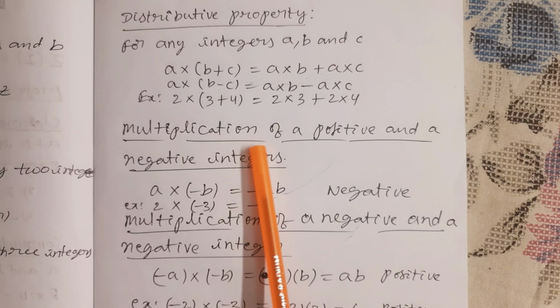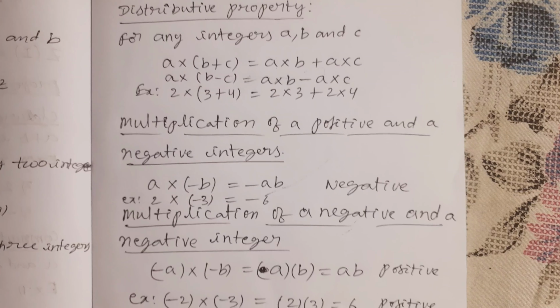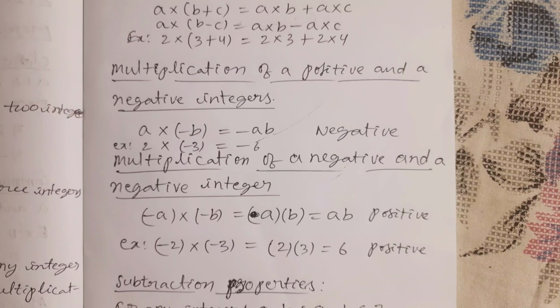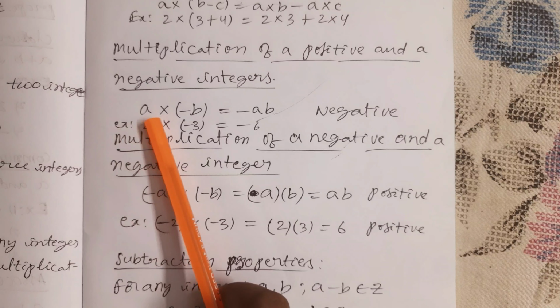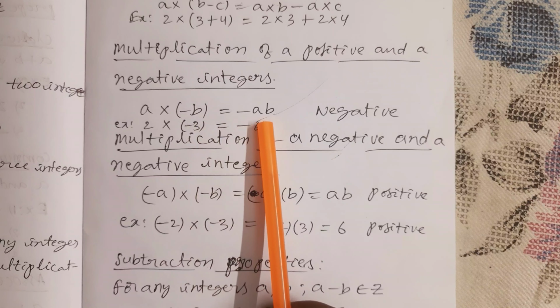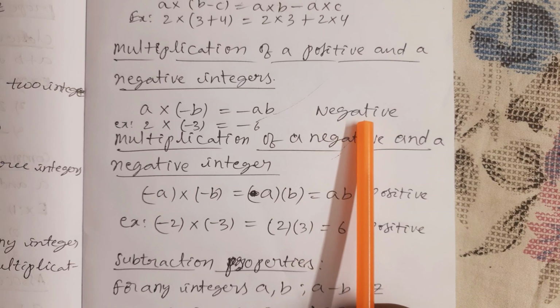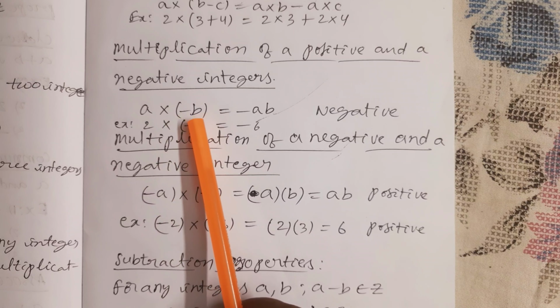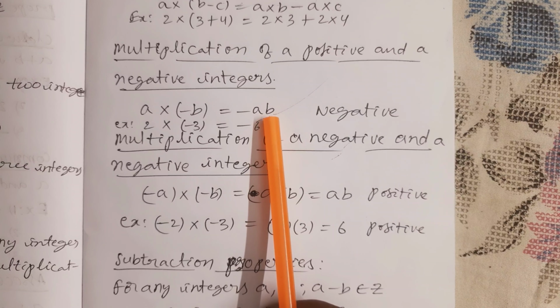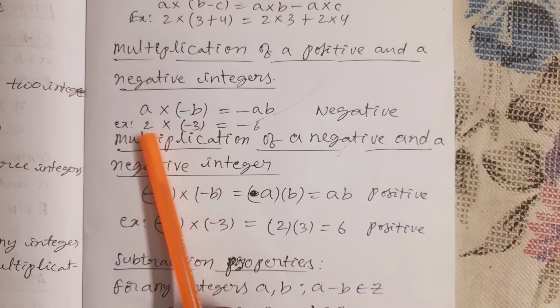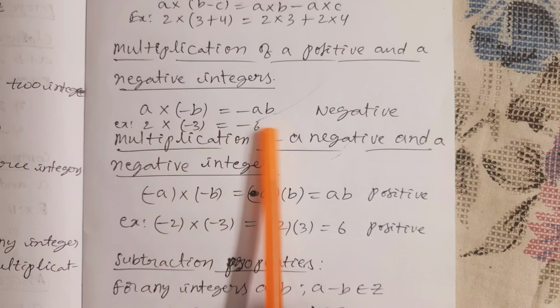Multiplication of positive and negative integers. Now I am taking first a into minus b is equal to minus ab coming. Negative only. That means positive into negative, you will get negative. 2 into minus 3: 2 threes are 6, but minus 6.